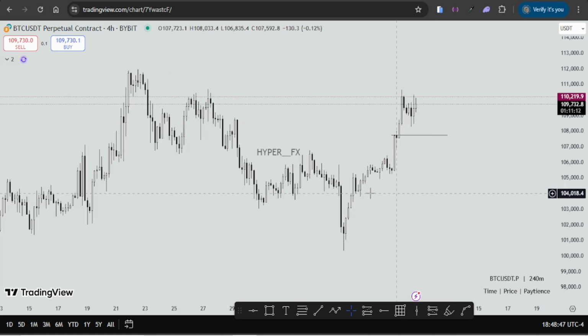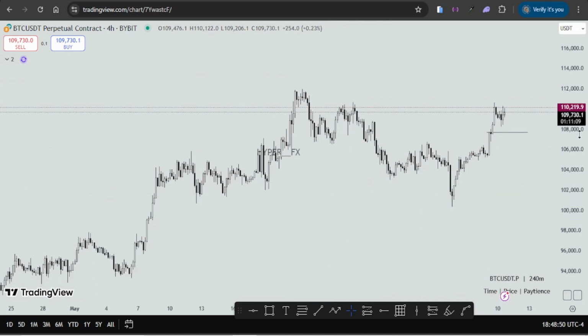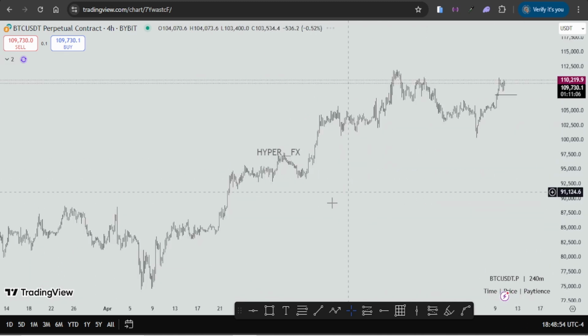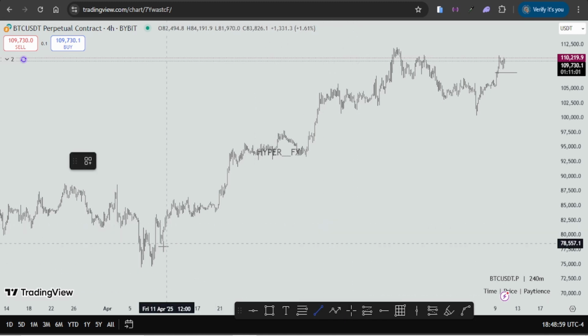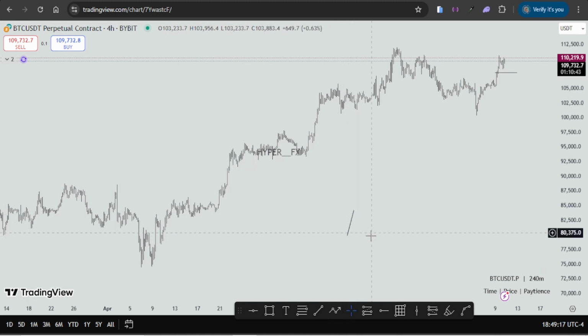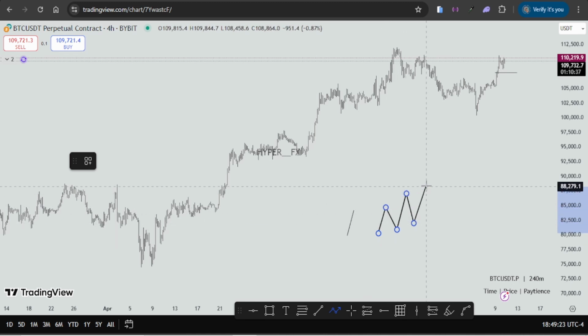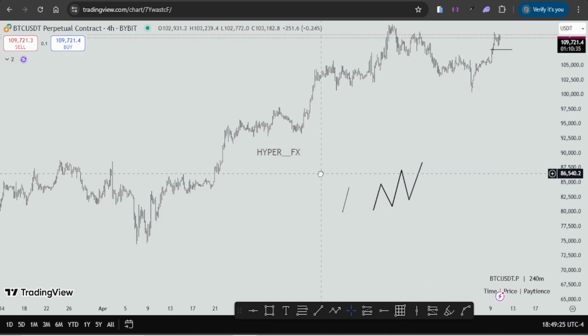So on BTC 4-hour chart, obviously the chart is in an uptrend. So if you don't know what an uptrend means, an uptrend is when the chart is making higher highs and higher lows, higher highs and higher lows. So it is more like price is breaking structure to the upside. Okay, so that is exactly the case here.